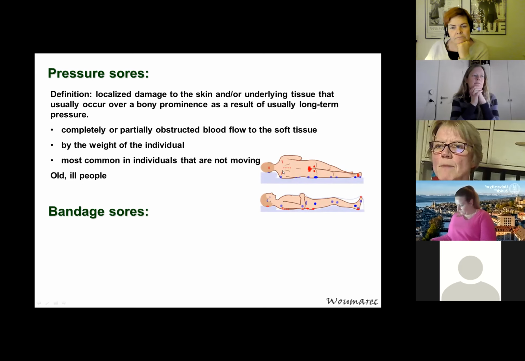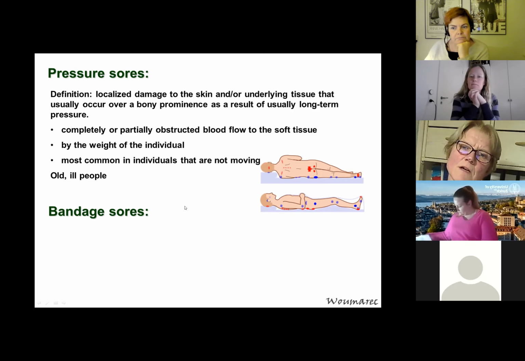When you're lying on the back, you see the sores on the sacrum and the back, shoulders, head, and the ankles. And if people are lying on the side, they are on the shoulder, elbow, hip, knee, ankle, etc. So usually by bed-laying people.